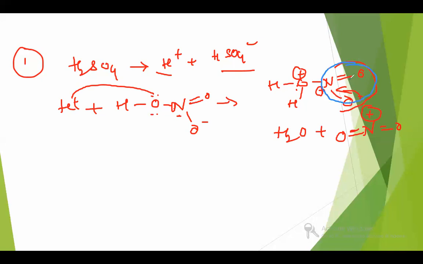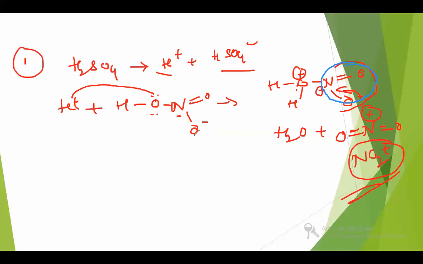This forms O=N=O, which is NO2 plus. This is what we call the nitronium ion. This nitronium ion is the electrophile. The first process, formation of the electrophile, is over. Next, the electrophile should attack.